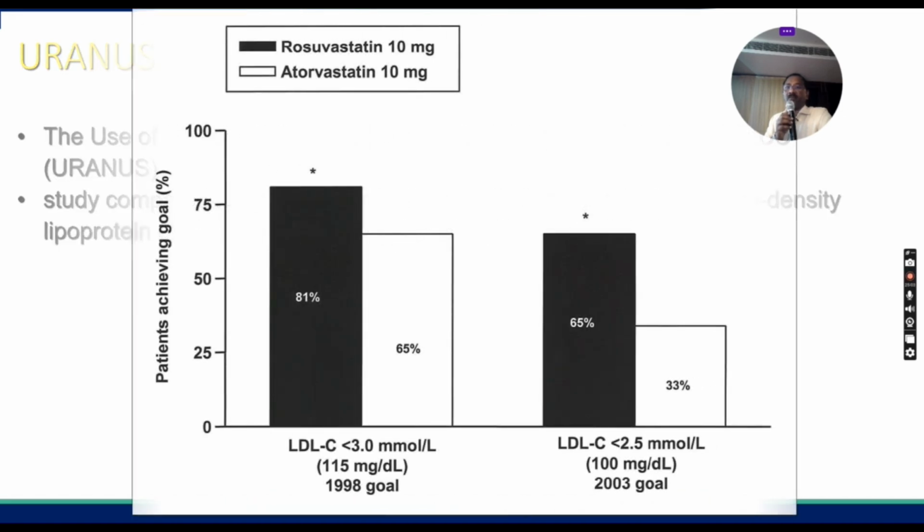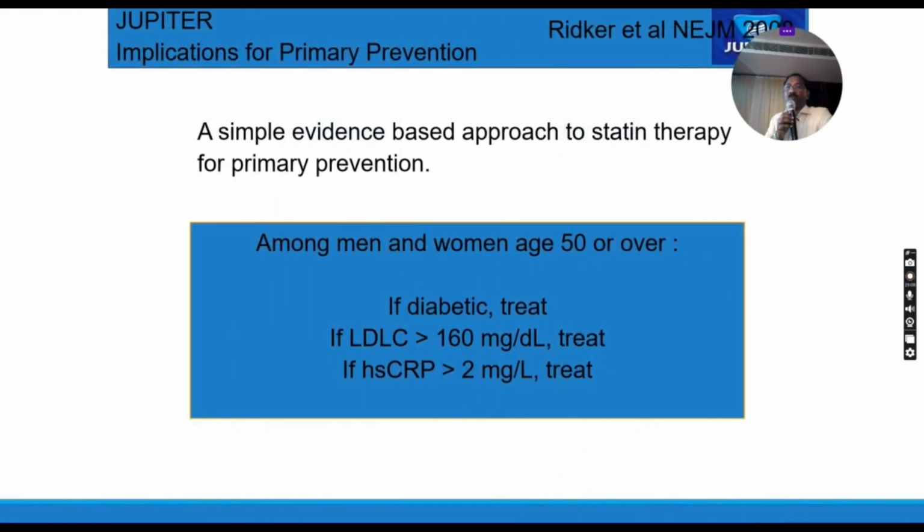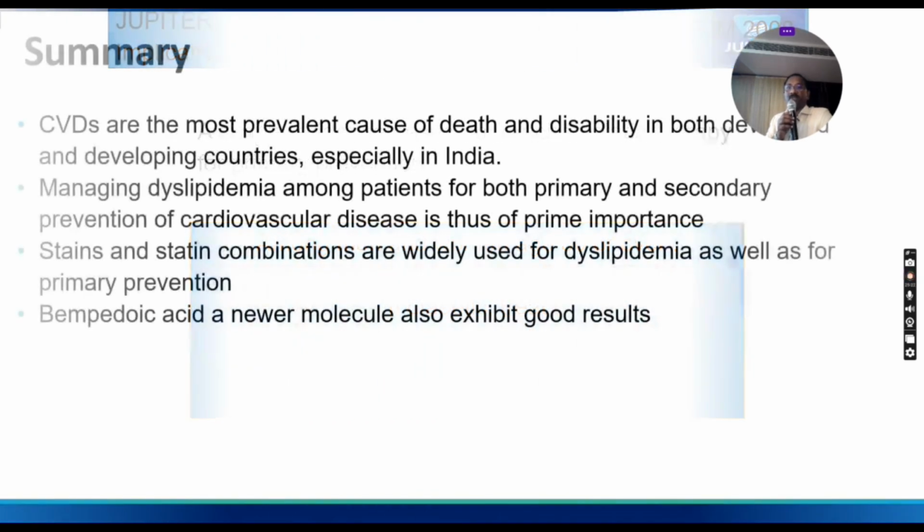The URANUS study compared rosuvastatin with atorvastatin and says that rosuvastatin is much superior to atorvastatin. The same with the JUPITER study for primary prevention. So use the statins for all the diabetics. LDL more than 160 should be treated. High sensitivity CRP more than 2 shows vascular inflammation, which will also be reduced by using the statins.